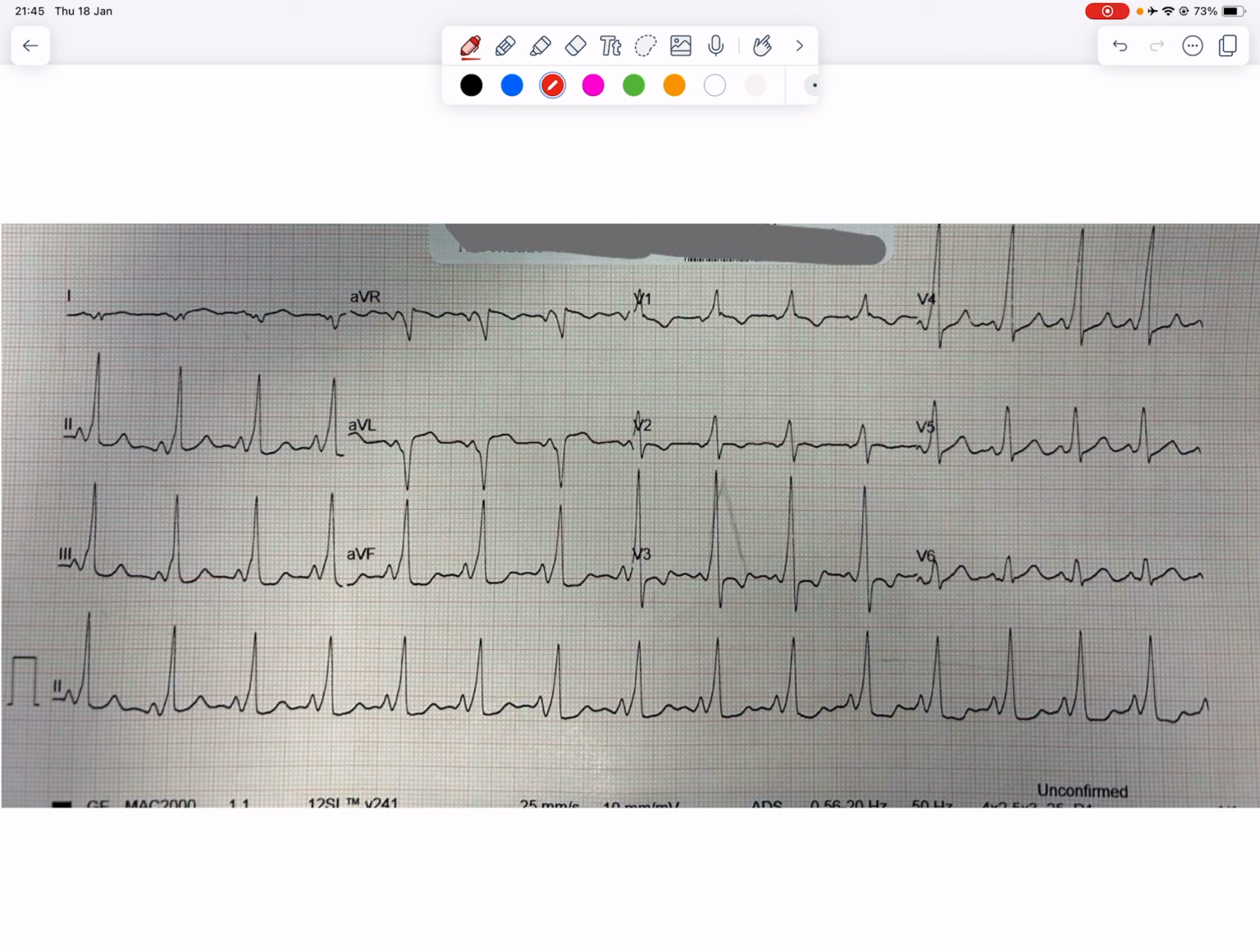So is this regular or irregular? Just from the eyeball test, it looks regular to me, but if you want to do a paper shift method, I've done it and it is regular. Then we're going to look, is it sinus rhythm or not?